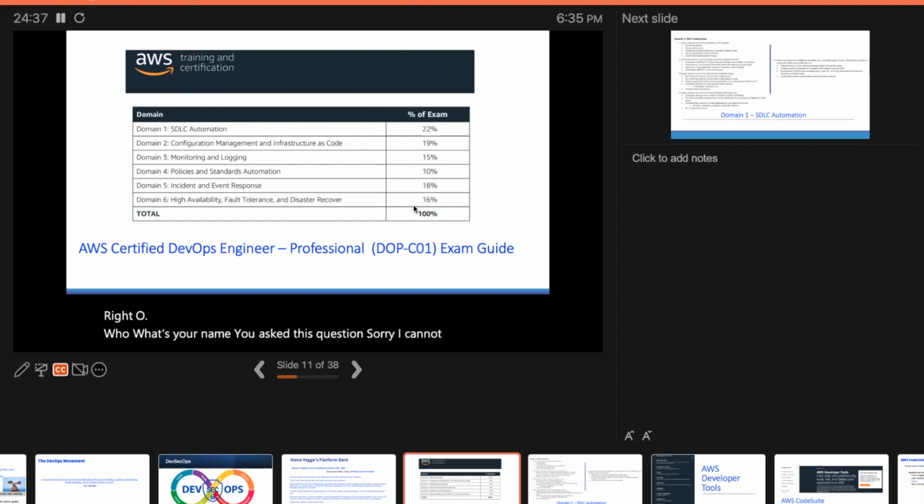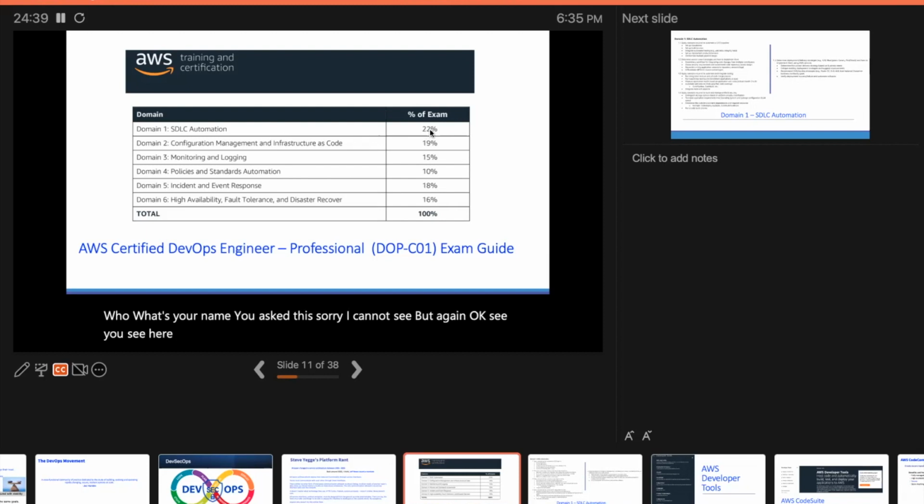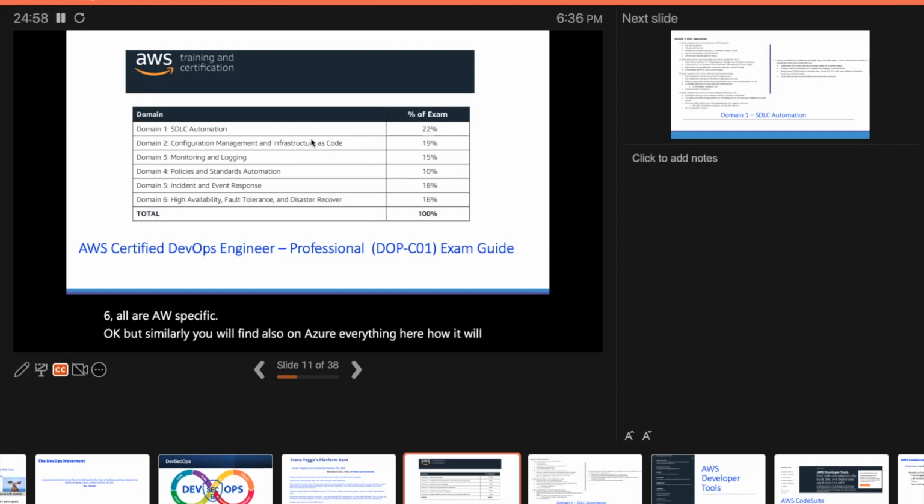Pragya, okay. You see here, there's only a 22% difference. You'll find the tool difference between AWS and Azure. All the others, from domain 2 to domain 6, are AWS specific. Similarly, you will find on Azure how everything will be configured and managed. That you have to find, that is another course altogether. And maybe next year I'll conduct it again on Azure, but this year let's focus on AWS, okay?